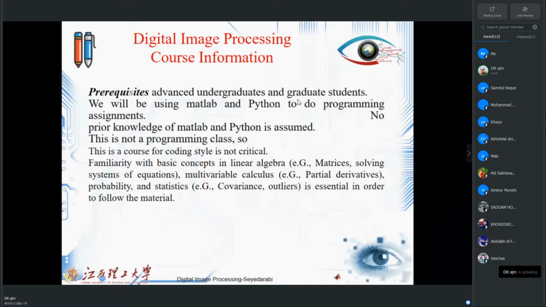But my assumption is that you don't have any knowledge about MATLAB and Python. Then don't worry. For the MATLAB part, we will start, I think, on lecture number 4, meaning maybe at the end of next week or the Monday after that, we will start the MATLAB work, and you will see that it's very simple. You can learn and do so many things.